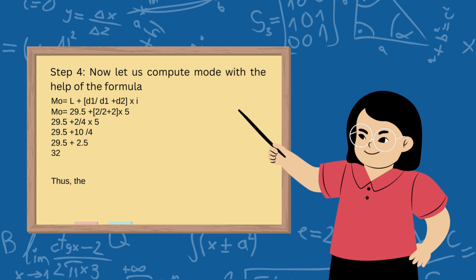In our case, we got D1 equal to 2 and D2 equal to 2. So we can put D1 plus D2 equal to 4, 2 divided by 4 into 5. So the score would be 29.5 plus 2 divided by 4 into 5, and we get the score 32. So for the mode, with another example and another formula, we got the score 32. In the previous method, we got different scores. So with this, we can understand how we calculate mode, median and mean with the help of different formulas for different sets of data.